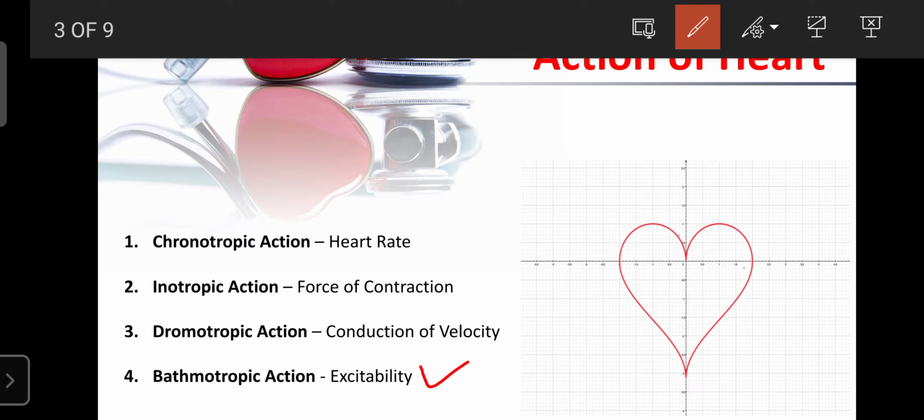Stimuli means the action potential reaches the myocardium. According to that stimulus, the myocardium shows a response. If the action potential reaches the myocardium, then that part of the heart shows a reaction, which is known as excitability.